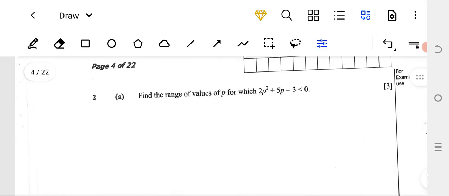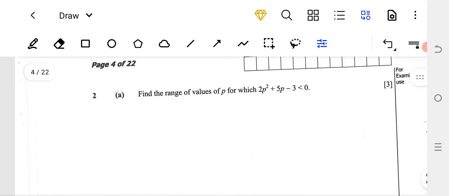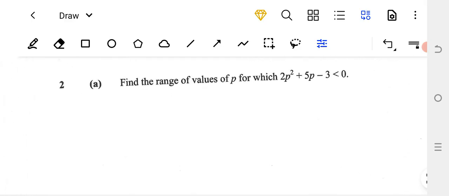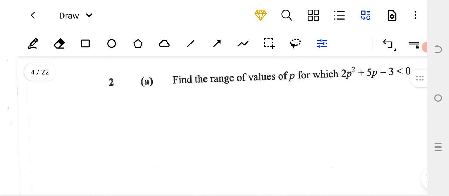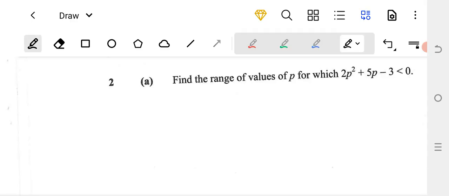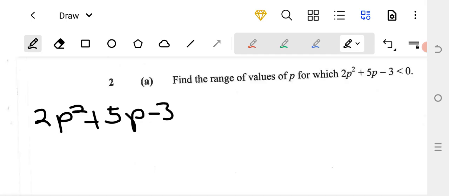Then we'll go to question 2, which says find the range of values of p for which 2p squared plus 5p minus 3 is less than 0. This is what we call a quadratic inequality. So we are going to write it again. It's going to become 2p squared plus 5p minus 3 is less than 0.